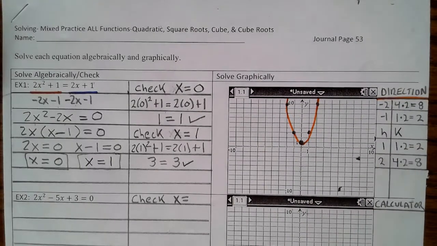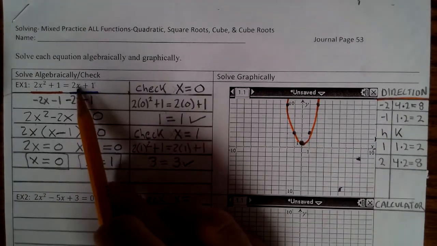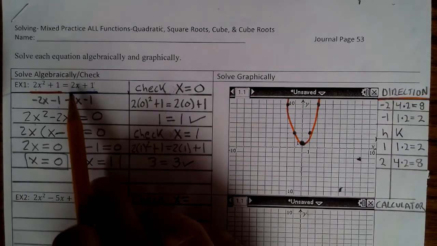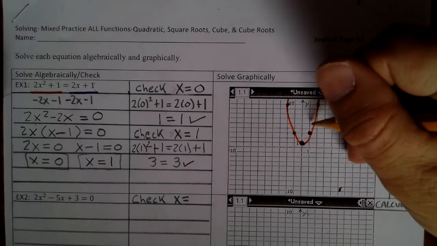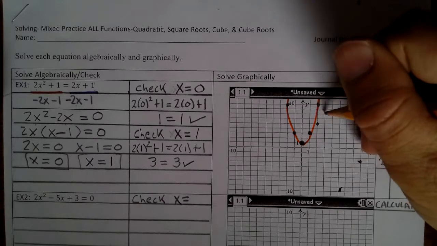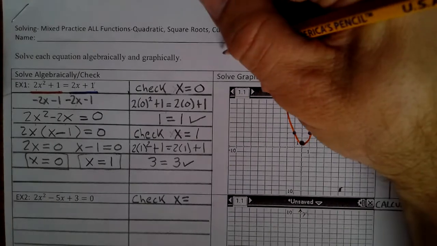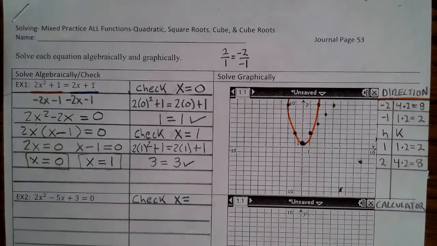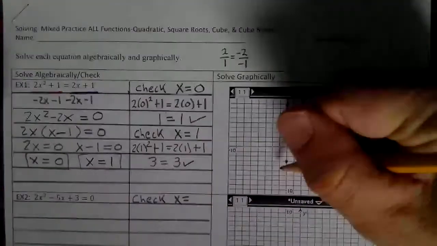All right, now let's graph the right side. Here, this is linear, so we're just going to start our y-intercept at 0, 1. And we go up 2 to the right 1, repeating that several times. Now it's important to note that 2 divided by 1 is equivalent to negative 2 divided by negative 1. So we can also go down 2 to the left 1, repeating that several times.